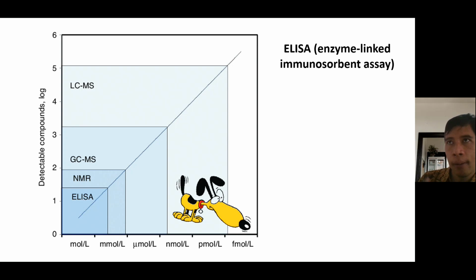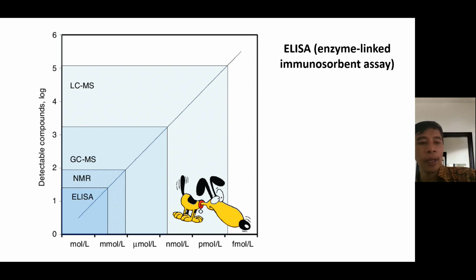Which kind of technique will you use to quantify your data, to analyze your data? It depends on the probable concentrations of the metabolites in your samples. So when you want to quantify a sample with high concentrations, you may use ELISA. This is the enzyme linked immunosorbent assay.